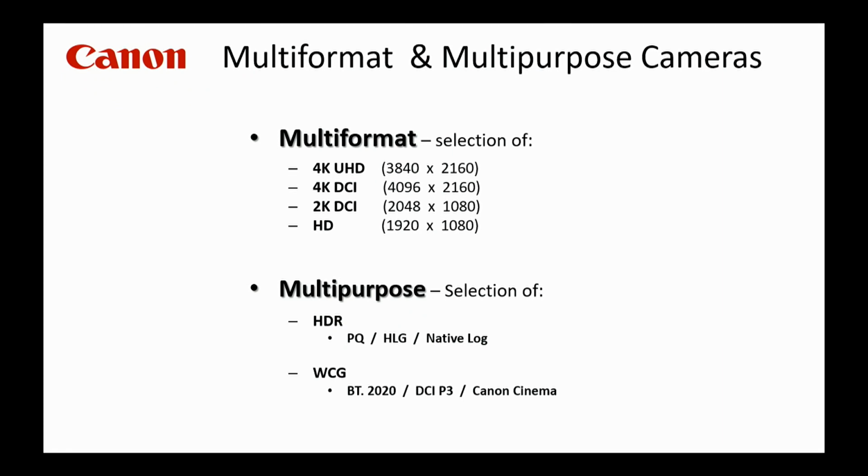So the cameras are multi-purpose. You buy one today, you shoot HD. When you're ready to do 1080p, you just flick it to 1080p, pick a color gamut, pick an HDR, and you're there. And I think you'll see pretty well all cameras from now on being multi-purpose.